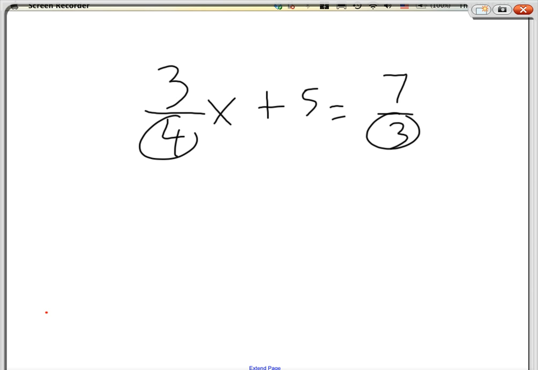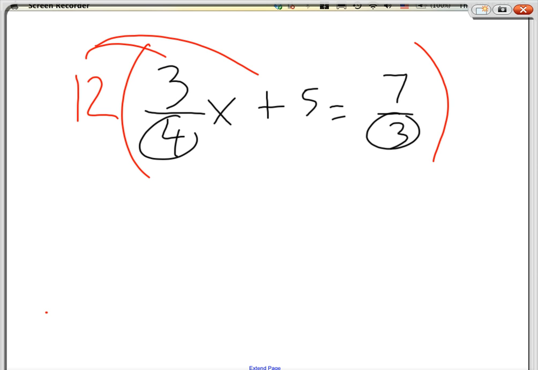I will take that LCD, which is the 12, and I will be multiplying to every single term. Do you know why I have to multiply to every single term? Because it is an equation. If I do something on one side, I have to repeat that same step on the other side. So that means this 12 right here will technically be distributed to every single term inside that equation. Okay? So let's teach you how to multiply correctly as well.